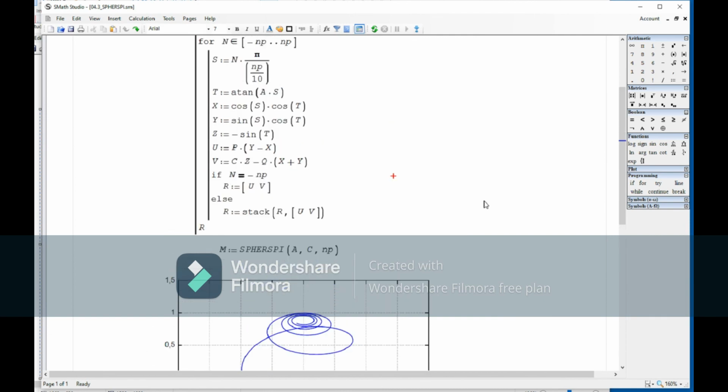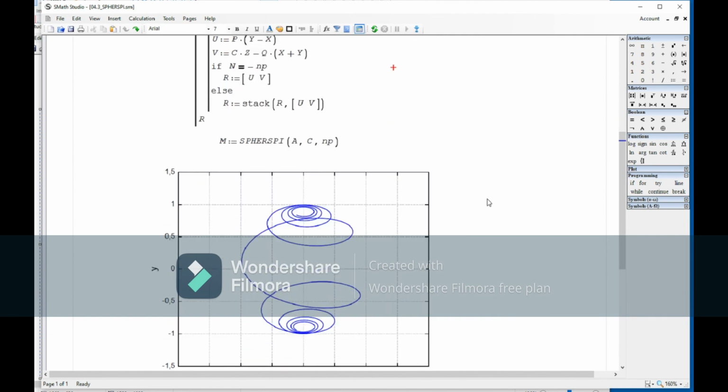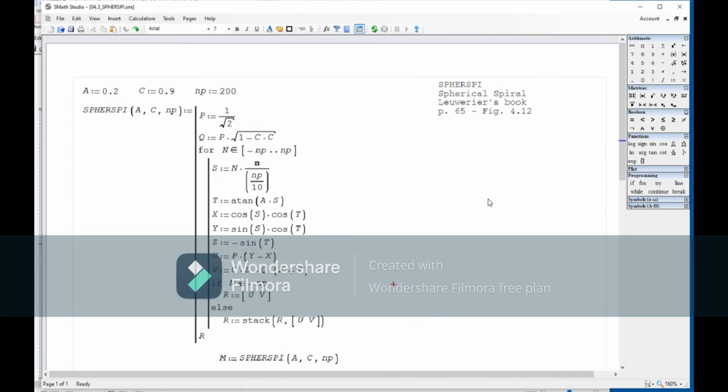Nothing complicated, just another example of a spiral. So spirals may not be fractal, but they have interesting characteristics, and that was the idea behind this presentation.